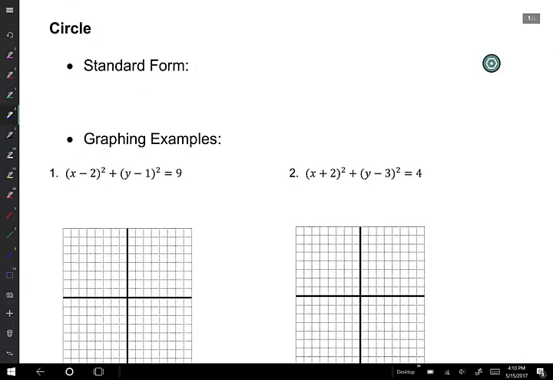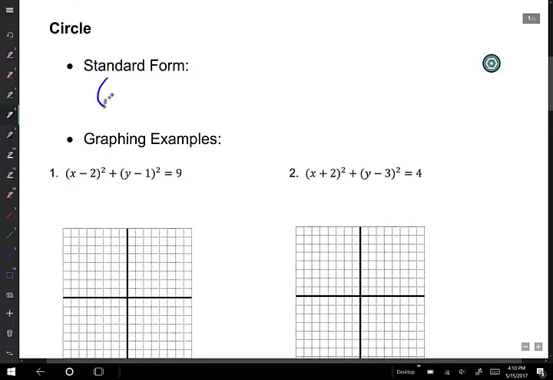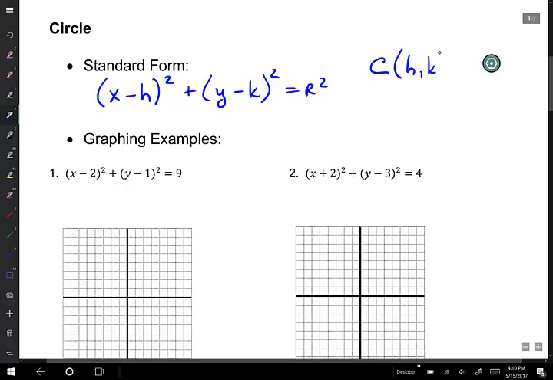For those of you who may remember back from geometry, the standard form of a circle formula is (x minus h) squared plus (y minus k) squared equals r squared. Now, with that being said, the center is (h, k) and r equals the radius. So let's graph this first one.